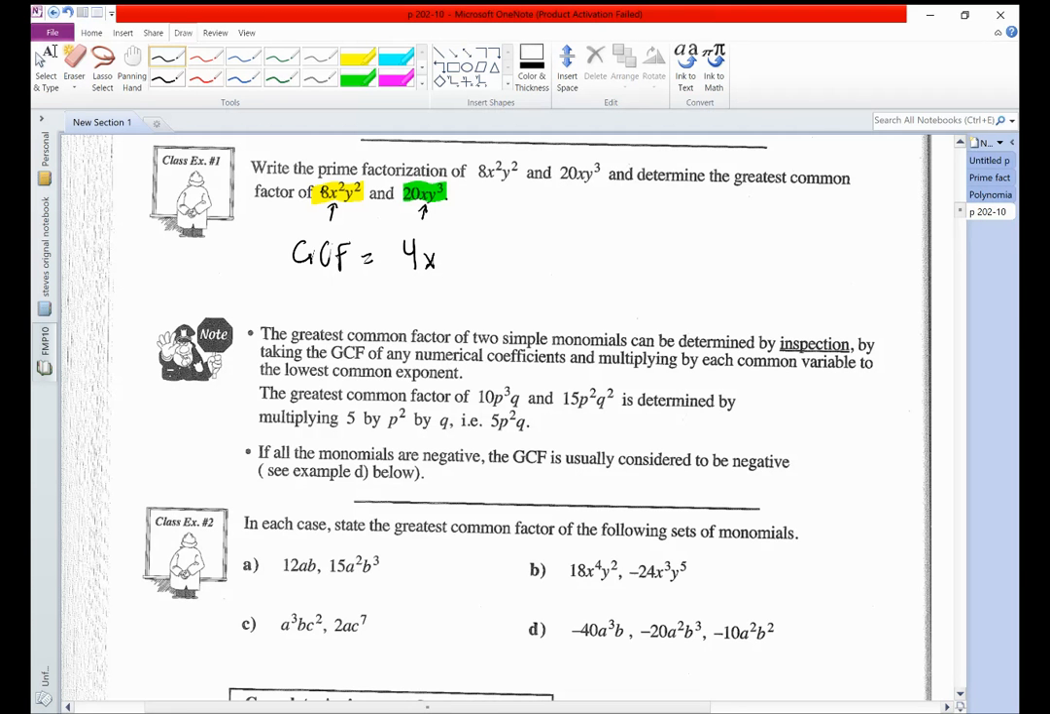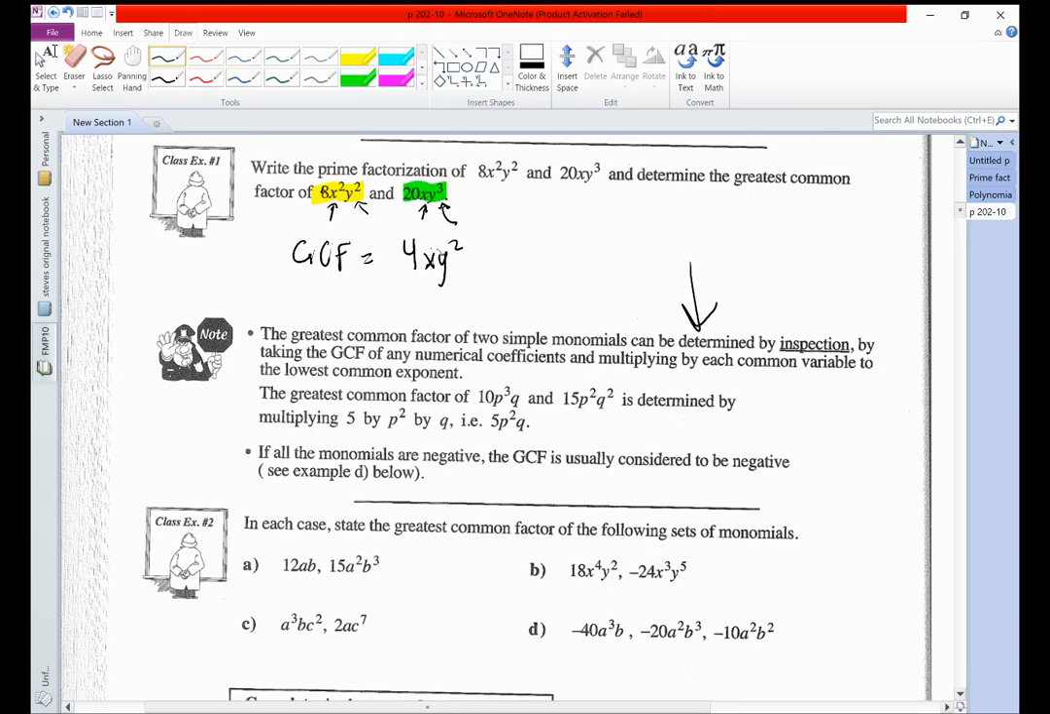And the same question with the y's. Well, we have a y cubed in the green term here, and a y squared in the yellow term. So if they're going to give the same number of y's each, they both can give 2 y's, or y squared. So that means your greatest common factor is going to be 4x y squared. So that's kind of what they're talking about down here.